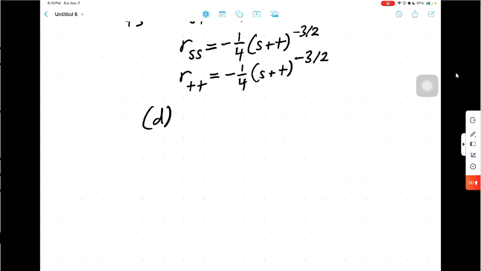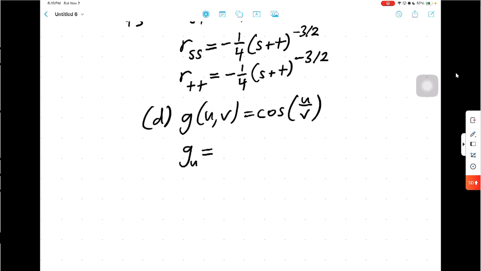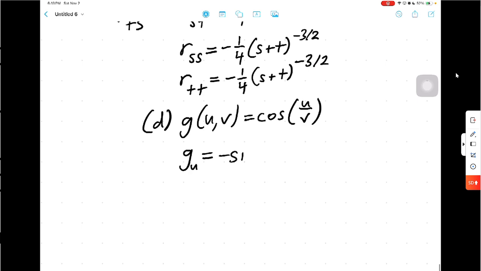D. So, D is g of uv is equal to cosine of u over v. So, the partial derivatives, gu is equal to, first we're going to do negative sine of u over v times the derivative of the inside, which is going to be 1 over v.